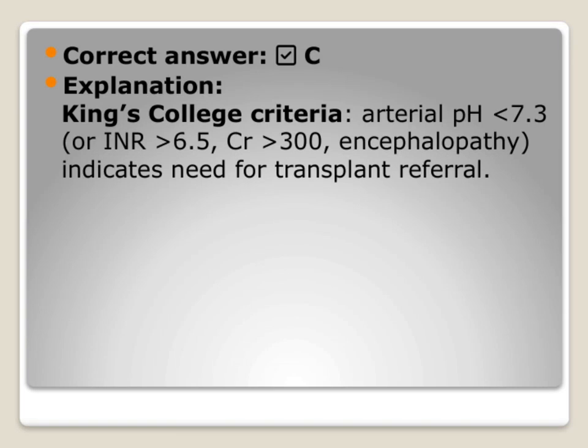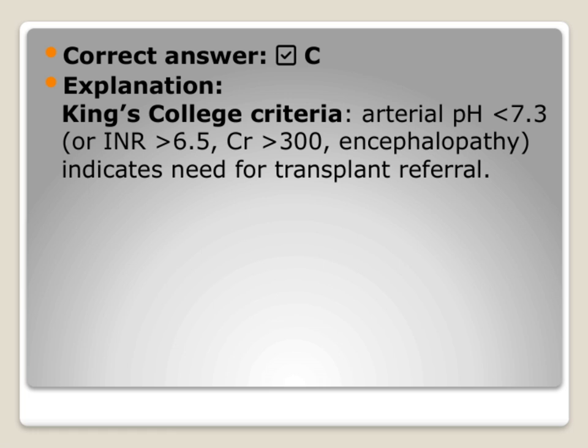The King's College criteria are a key tool we use to assess whether a patient with acute liver failure might need a transplant. Essentially, if the arterial pH drops below 7.3, that's a serious sign of metabolic decompensation. Alternatively, if the INR exceeds 6.5, or if the serum creatinine is over 300, or if the patient shows signs of encephalopathy, these are all indications that the liver failure is severe enough to warrant a transplant referral.